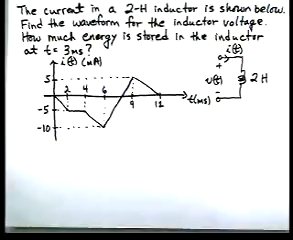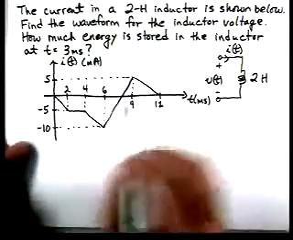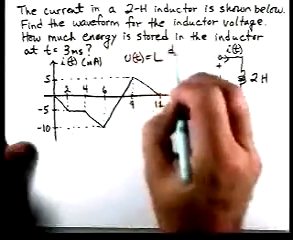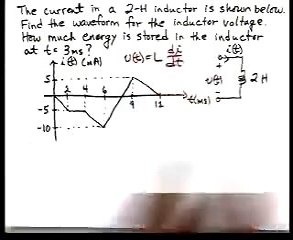In this problem, we're given the waveform for the current flowing through an inductor. We want to calculate and find the waveform for the inductor voltage, and then we want to calculate how much energy is stored in the inductor at t equals 3 milliseconds. Given the current, to find the voltage, we're going to use the relationship v is equal to L di/dt.